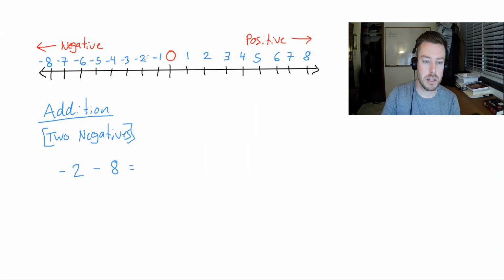Essentially, that means we are adding a -8 to this -2, where this number should be getting more negative because we're adding nothing but negatives here. So we start at -2, and then we add on an additional -8 to it. You'll find that this answer is not too different from the other one. It's just -10 in this case.